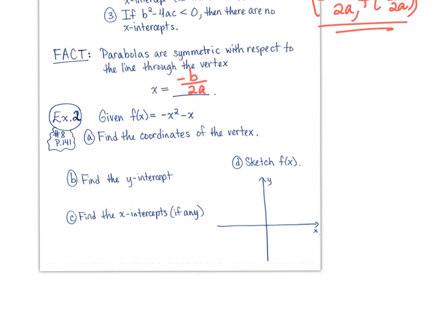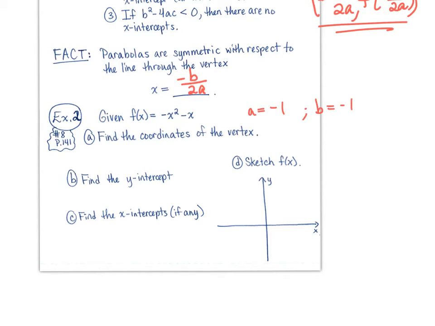We need to find the coordinates of the vertex. So to find the coordinates of the vertex, we need to identify a and b here, right? What's a for us? No, a is not negative x squared. A is the coefficient of x squared. So a is negative 1. Good. What's b? B is also negative 1.